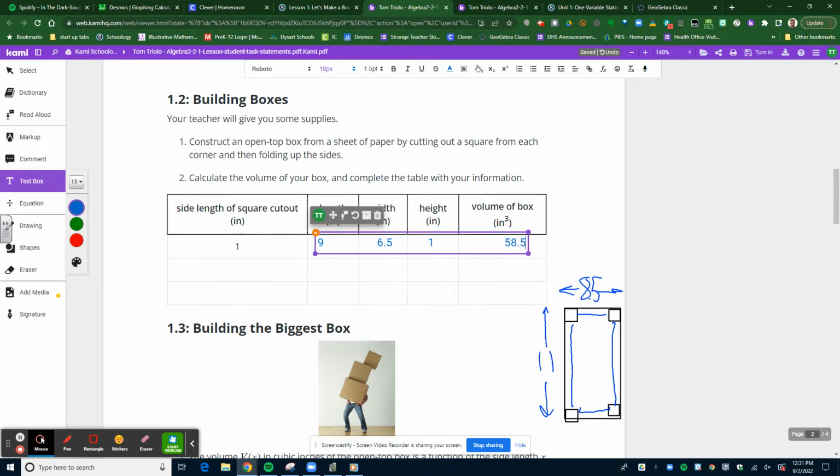58.5. Okay. I want you to do this 2 more times, but listen very carefully to my instructions. The next cut has to be 2 inches or bigger, and then the next cut after that has to be a half. So either 2.5, 3.5, something like that. Okay? So 2 more. One has to be 2 inches or bigger, and the next one after that, 2.5, 3.5, something like that. Okay? Go for it. And then fill in your table.